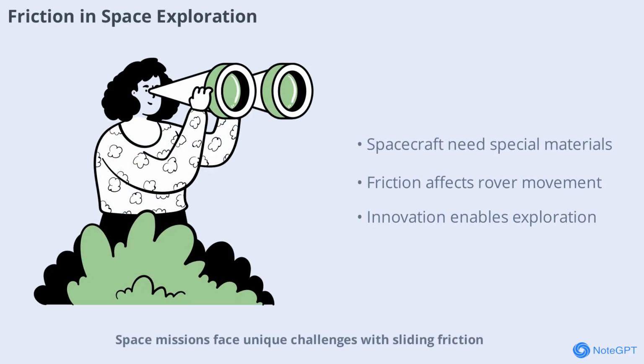Space missions face unique challenges with sliding friction. In the vacuum of space, traditional lubricants don't work, so engineers develop special materials for spacecraft parts. Sliding friction is also important when landing on other planets, as rovers need the right grip to move safely. Innovations in managing friction are crucial for the success of space exploration.